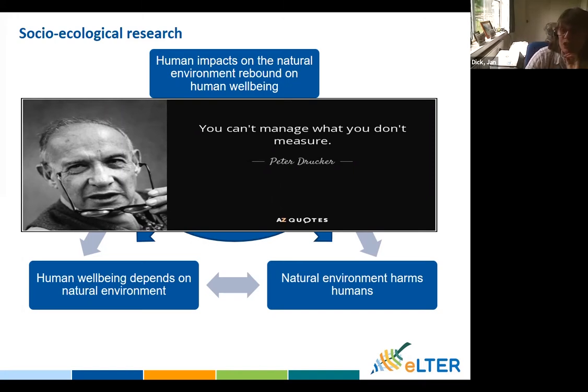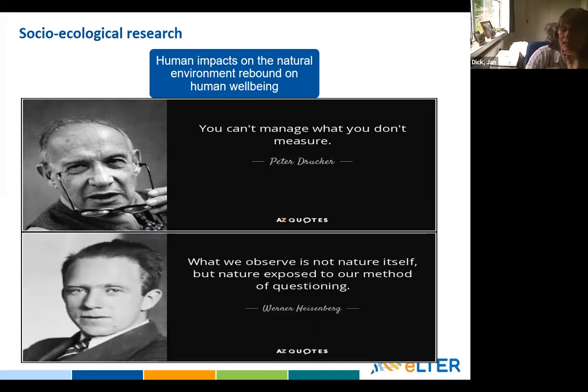And another quote which I find quite interesting is from Werner Heisenberg, who was a quantum physicist: What we observe is not nature itself, but nature exposed to our method of questioning. And when you're thinking about standard observations, I feel that we have to keep these ideas in place. We're not measuring the whole of the environment, we only measure an element of it.